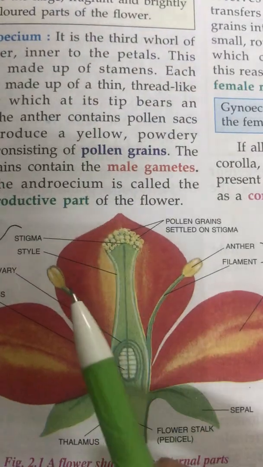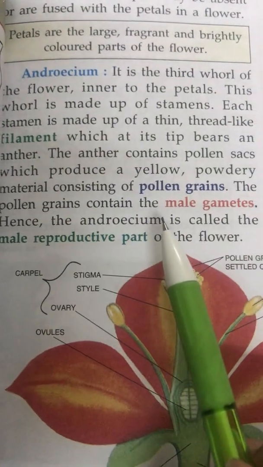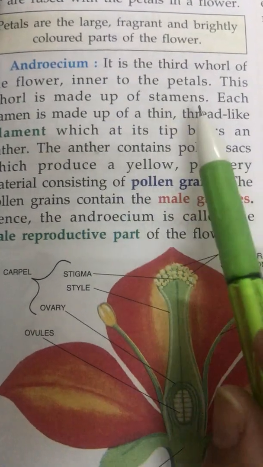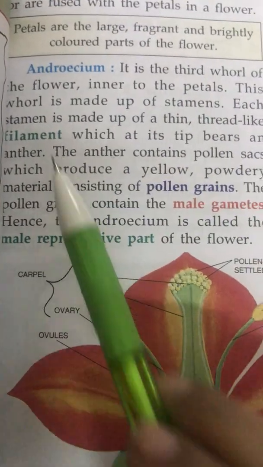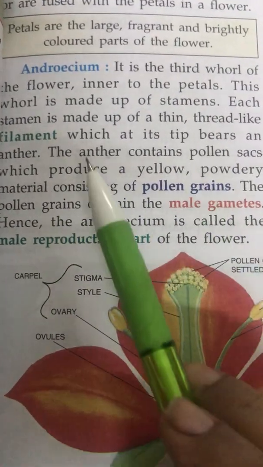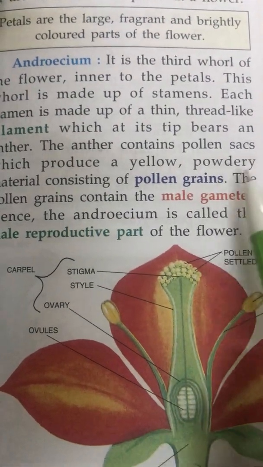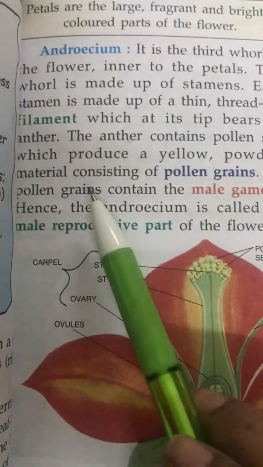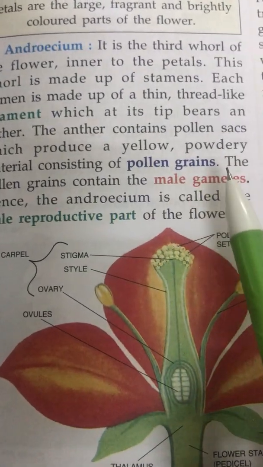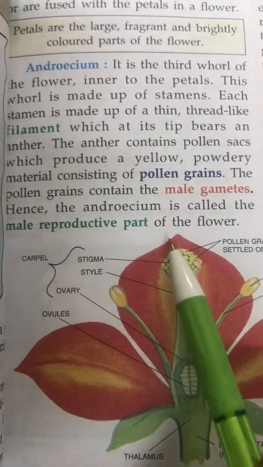So the third whorl of the flower is called androecium. Each androecium is made up of several stamens. Each stamen is made up of anther lobes and filaments. Inside the anther lobes there are pollen sacs, and inside these pollen sacs is filled a yellow powdery material consisting of pollen grains, and the male gamete is present inside the pollen grain.